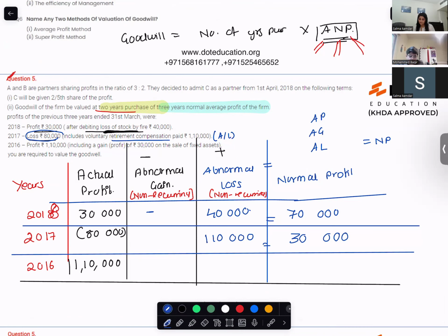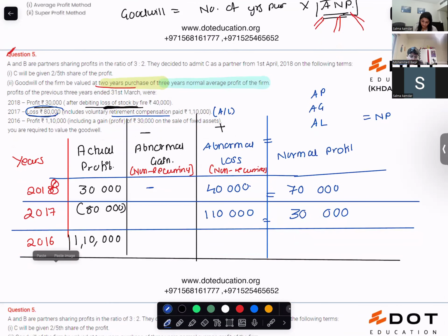Profit is 110,000, but you have a gain on sale of fixed assets. Profit on sale of fixed assets. What is it? Abnormal loss or abnormal gain? It is an abnormal gain. So do you want abnormal gain or do you remove abnormal gain? We remove abnormal gain. So your normal profit will be how much? 80,000.